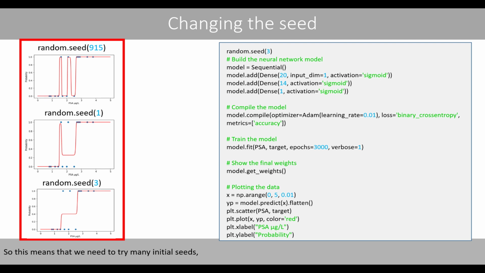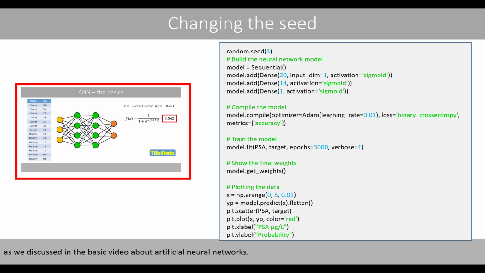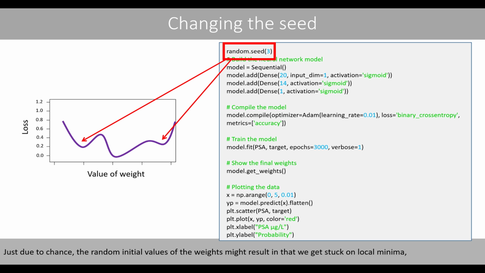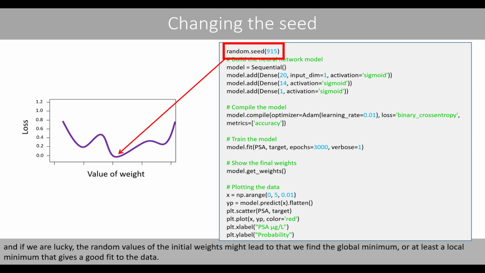So, this means that we need to try many initial seeds, as we discussed in the basic video about artificial neural networks. Just due to chance, the random initial values of the weights might result in that we get stuck on local minima. And if we are lucky, the random values of the initial weights might lead to that we find the global minimum, or at least a local minimum that gives a good fit to the data.